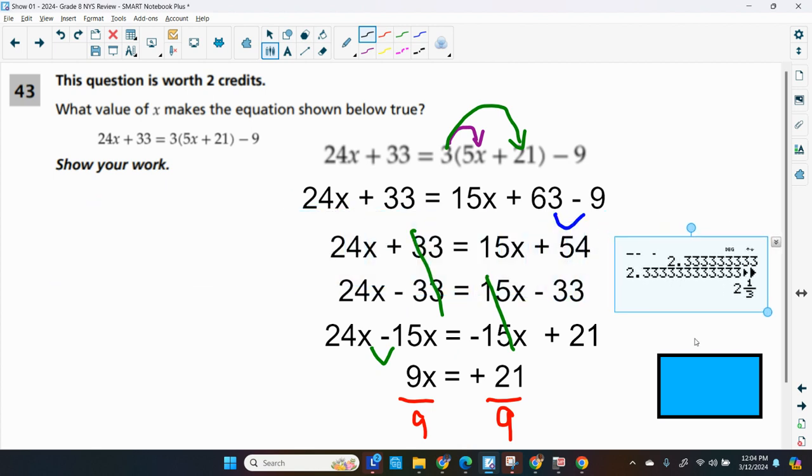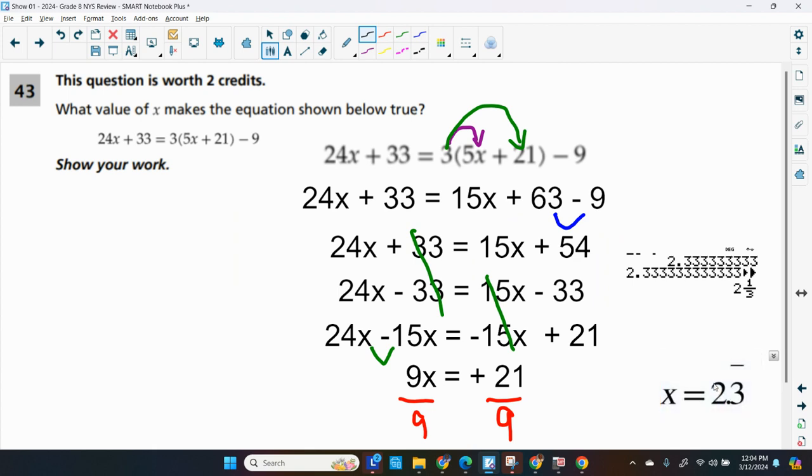So either way, it's good. Sometimes they allow you to leave it as 21 over 9. But you've got a calculator, so you should be able to shrink it. I used x equals 2.3 with a bar on top.